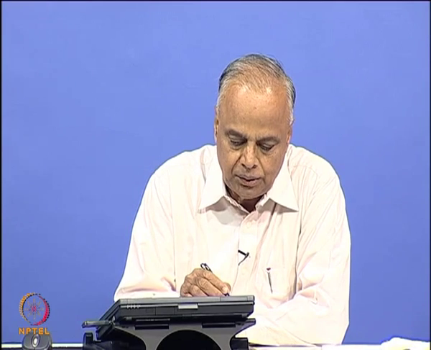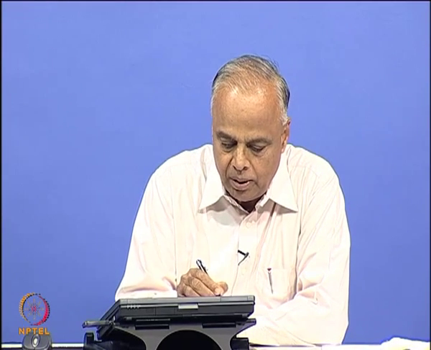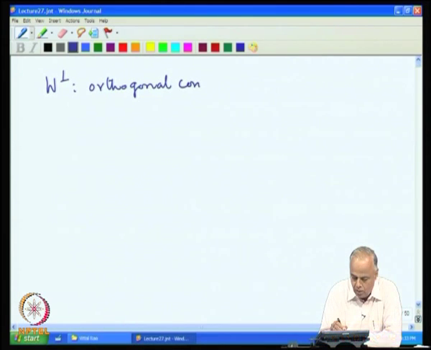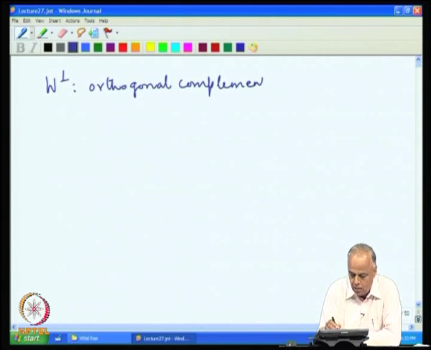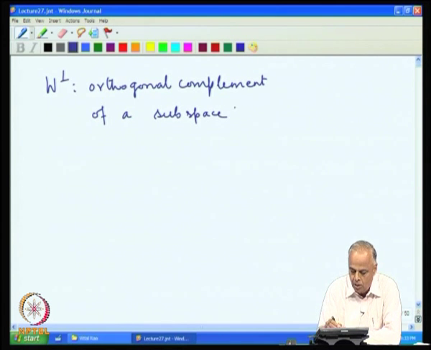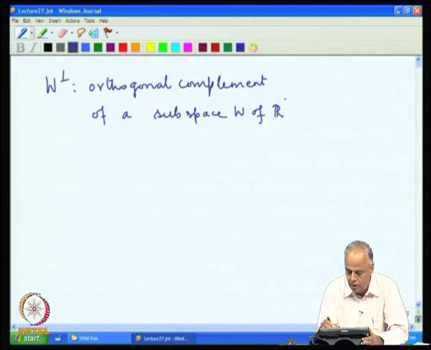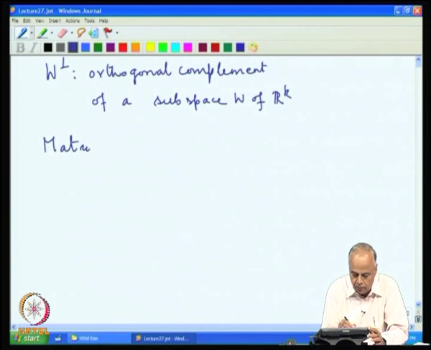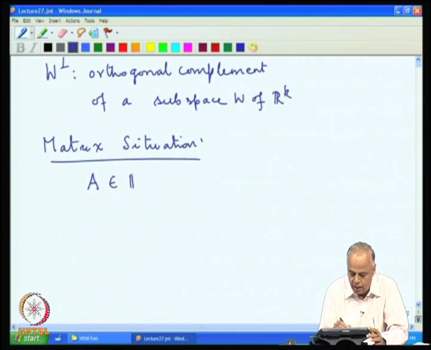We have looked at the notion of the orthogonal complement of a subspace W of R^k. And then we used the properties of this orthogonal complement in the matrix situation. In the matrix situation, we have a matrix A, which is an m by n real matrix.